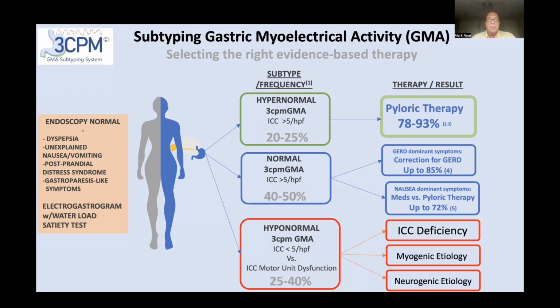Those patients that fall in the normal range of normal 3 cycle per minute EGG, we also know have normal ICCs of greater than 5 per high power field. This is approximately 40 to 50% of the population. And here we can further subset these patients based upon their symptoms.